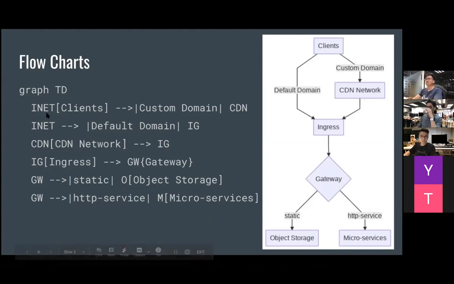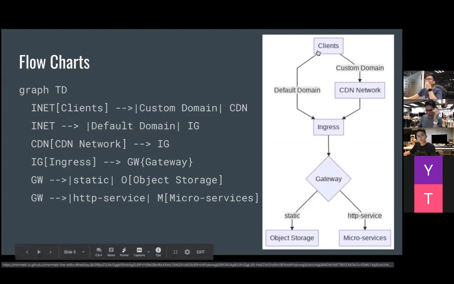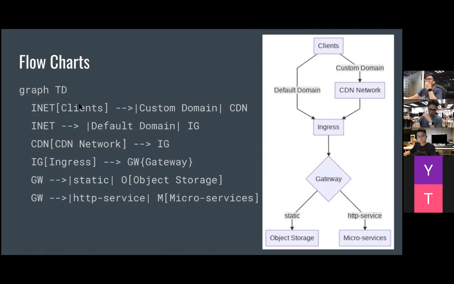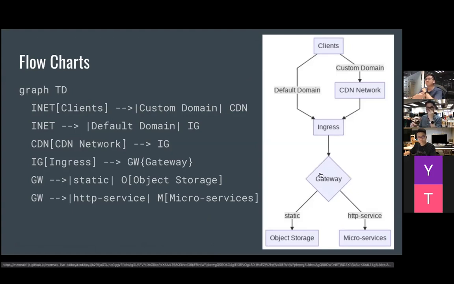INET is the node ID, that is here, and Clients is the node label, and the labels are here. Then you can describe the edges and the edge labels here. And you can see it is rather simple to learn and use. This is the first one, the flowchart.